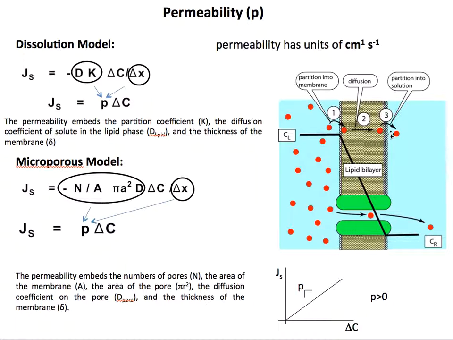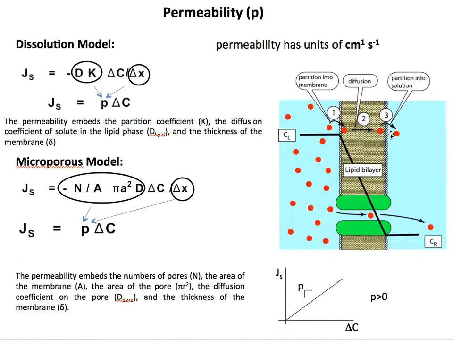And the dissolution model is just simple diffusion through the bilayer. The microporous model tells you what the flux of the solute is going to be when you have protein channels. So in this case, you have negative N over A multiplied by pi a squared times D times delta C over delta X. Let me break it down. Large N is the number of pores, number of available pores, and A is the area of the membrane, sorry.